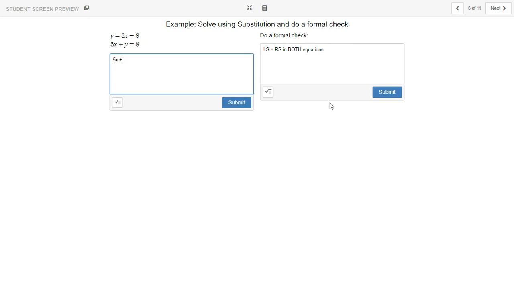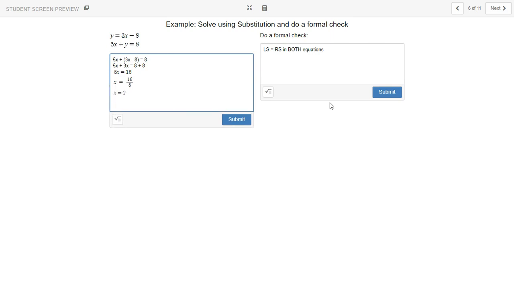5x plus 3x minus 8 is equal to 8. Let's collect our like terms. 5x plus 3x is equal to 8 plus 8. 8x is equal to 16, and x is equal to 16 divided by 8, where x is equal to 2.